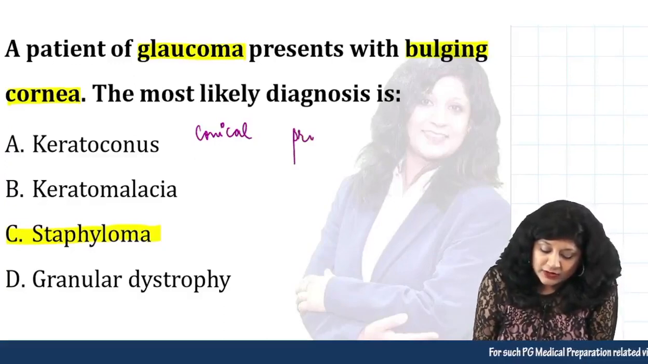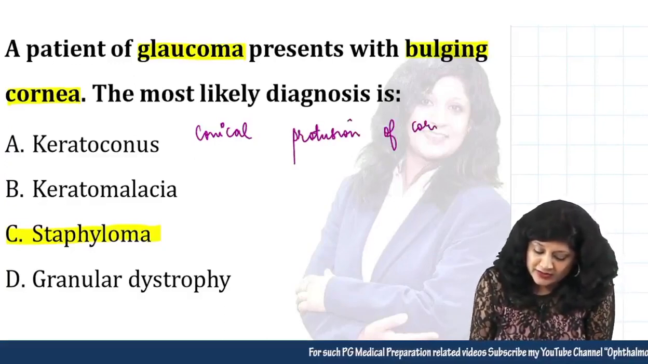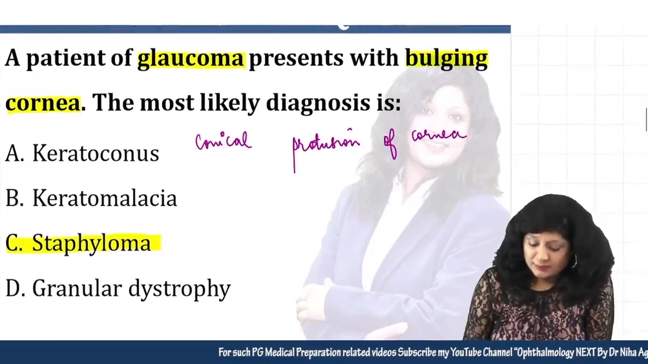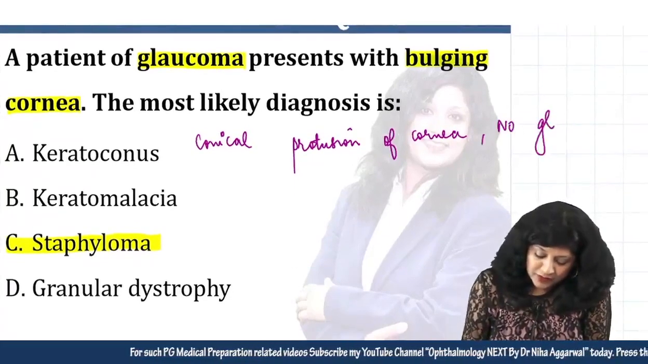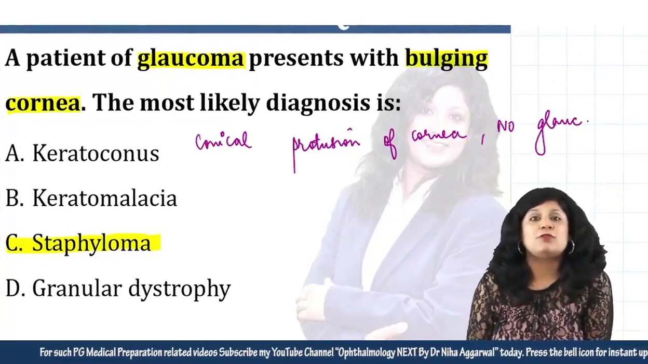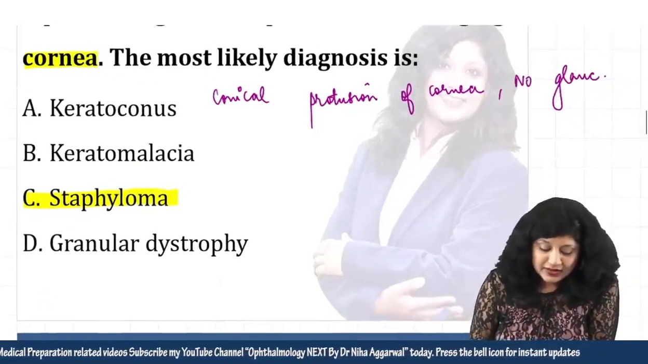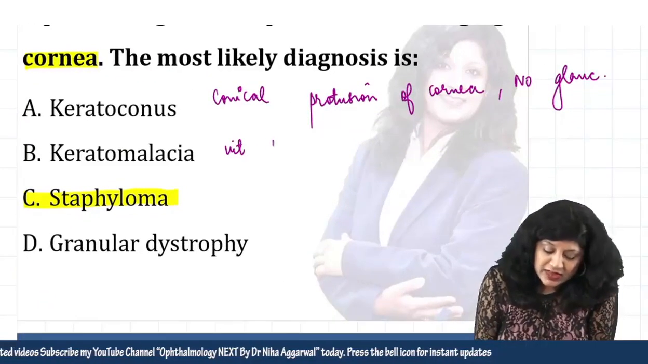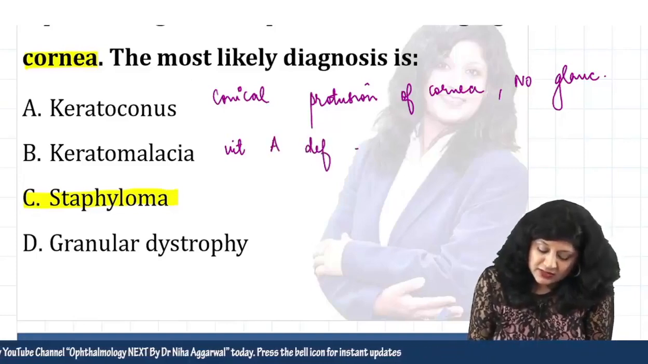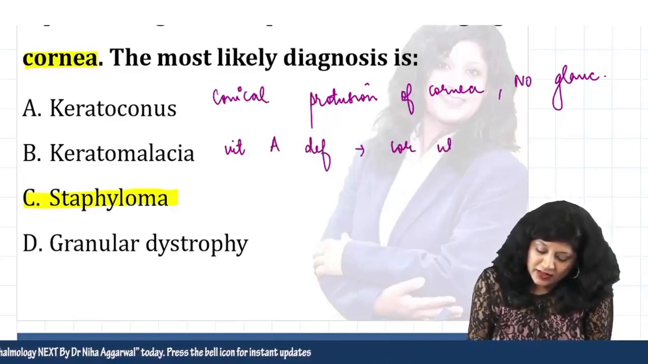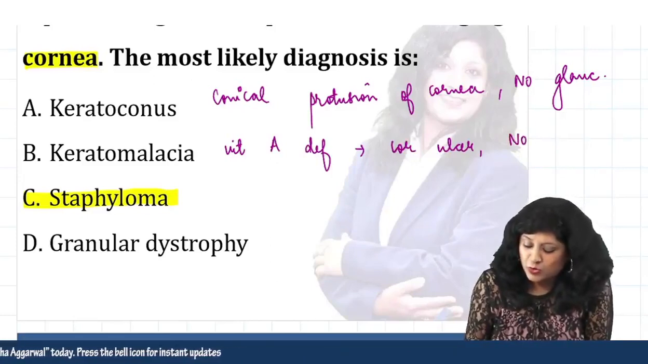We have the conical protrusion of the cornea, right? So, there will be no glaucoma. We have the bulging in the form of a cone, but there is no glaucoma. Keratomalacia is due to the vitamin A deficiency. There you get the corneal ulcer. Again, there will be no glaucoma.